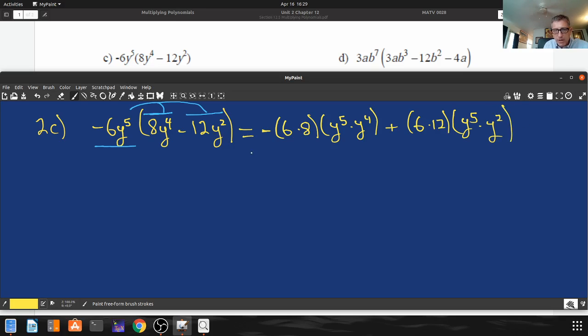So now it's just a process of just doing the math. That's minus 6 times 8 is minus 48. Y to the 5th times y to the 4th, y to the 9th. 6 times 12 is 72. Y to the 5th times y squared is y to the 7th. I just add exponents.